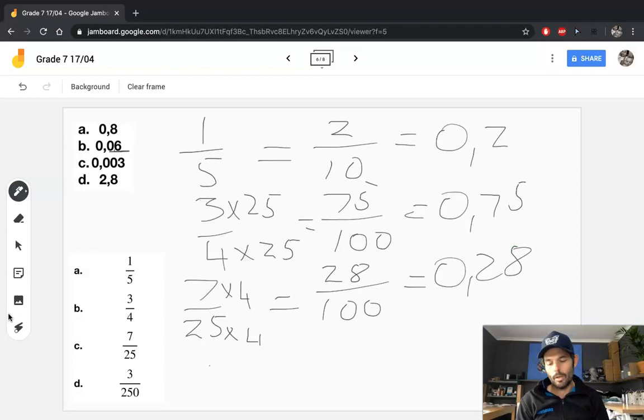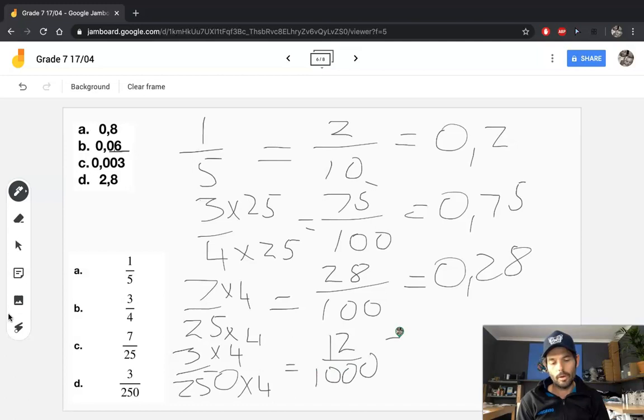And my last one, 3 over 250, I'm going to convert to 1,000. That's going to give me 12 over 1,000. And that's going to give me 0. Sorry, I think that's going to be blocked out by the cutout. So I'm just going to write it underneath. That's 0,012.